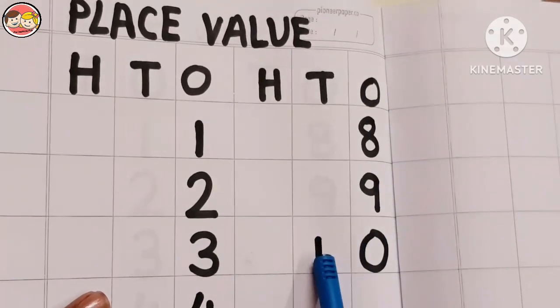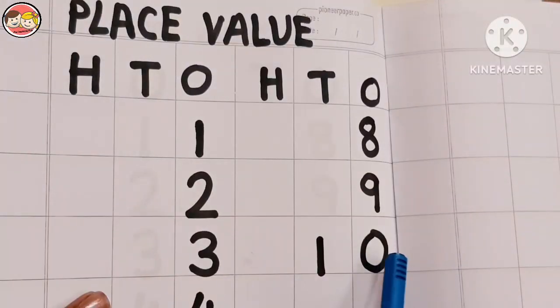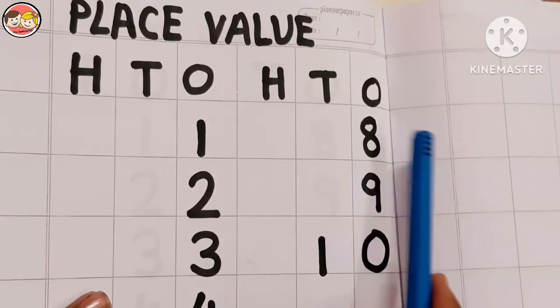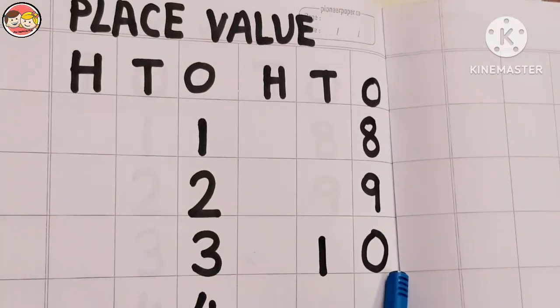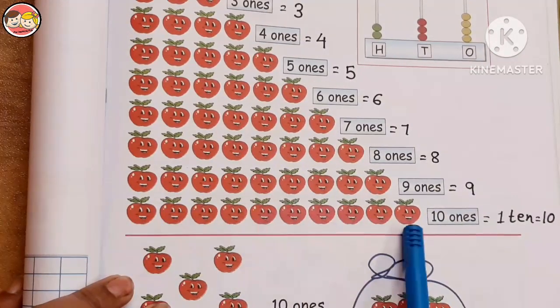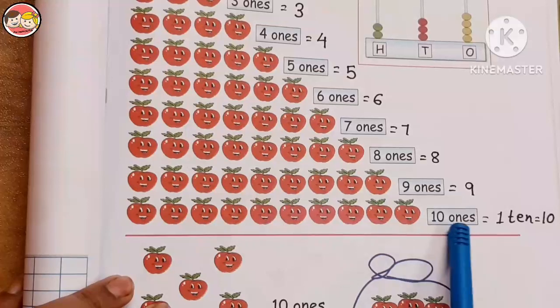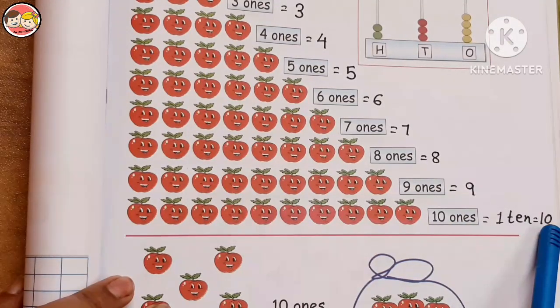1 is written in the tens place. It is towards the left side. And 0 is written in the ones place. So number 10 is also called 10 ones. Now look here. 10 ones means 10 apples. So 10 ones is equal to 1 ten, means 10.